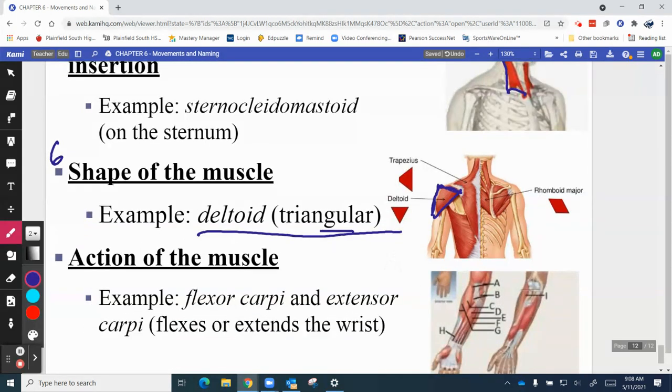And then the last one that we usually talk a little bit about is action. So flexors flex, extensors extend. In your forearm, all the muscles that are on the palm side of your hand are flexors because they flex your wrist or fingers. All the muscles on the back side of your forearm are extensors. They do extension on that side.